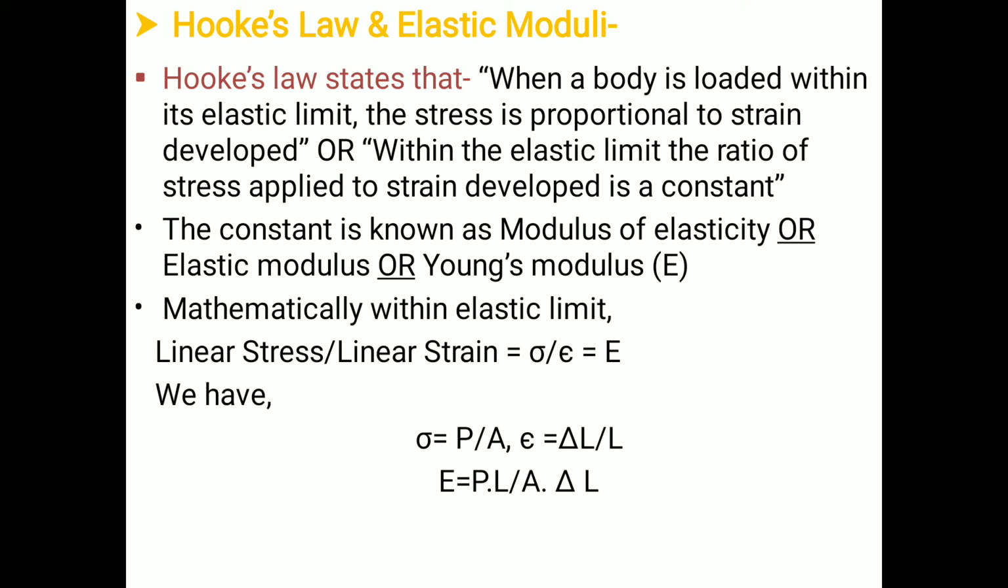Mathematically, Hooke's law within the elastic limit is given by sigma is directly proportional to epsilon. Therefore, we have sigma is equal to E into epsilon. But all of you know that sigma is equal to P by A and epsilon is equal to change in length upon original length. If I put those values in the above equation, we have E is equal to PL upon A into delta L. This is the value of Young's modulus of elasticity which we have calculated.